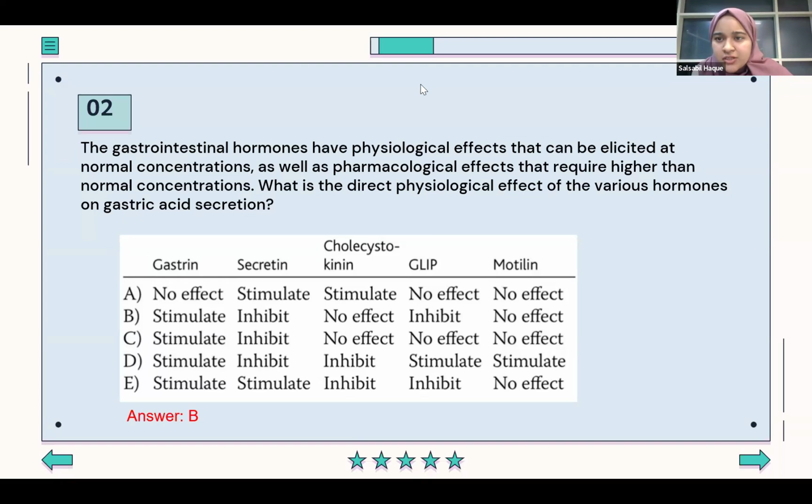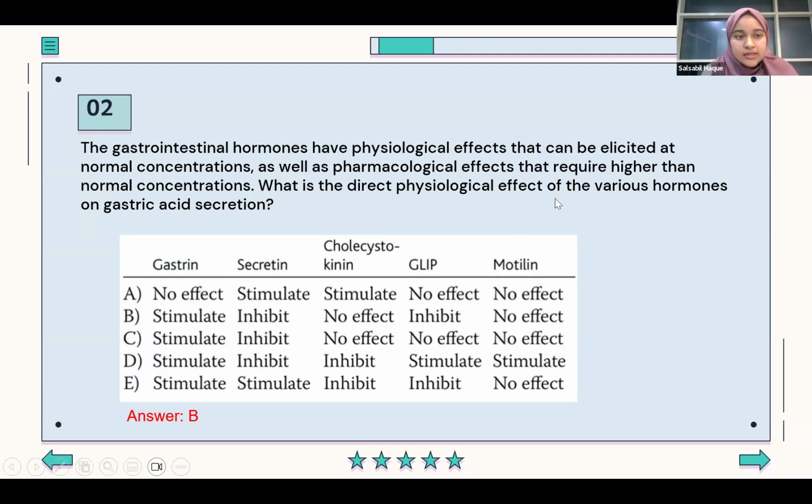I'm sorry, this chat box is obstructing my view. All right, so we will go through a bit about each of the hormones, but before that, the correct answer is B, which means gastrin stimulates gastric acid production, which makes sense. Then secretin inhibits gastric acid secretion. Cholecystokinin has no effect; it mostly works on the gallbladder. Then GLP also has no effect. Somatostatin inhibits gastric acid production, and motilin has no effect.